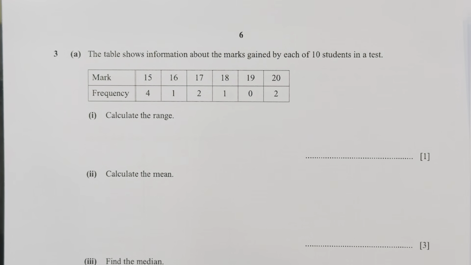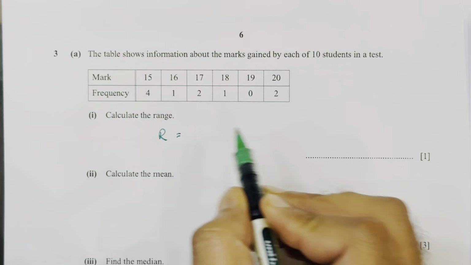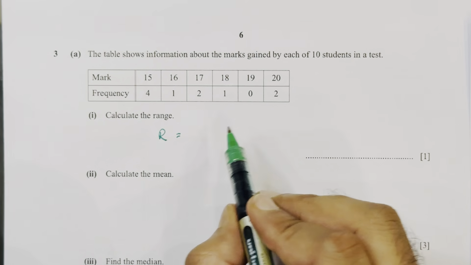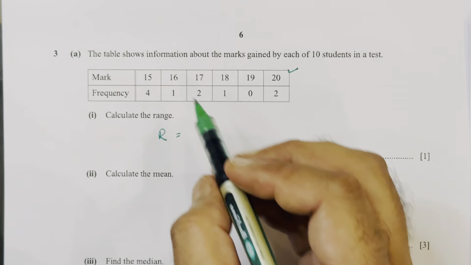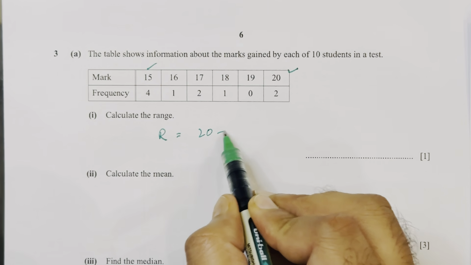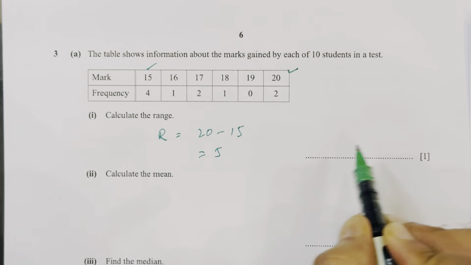The table shows the information about the marks gained by each of 10 students in a test. Calculate the range. We know that range is highest minus minimum, and the maximum value over here is 20 and the minimum value over here is 15. So 20 minus 15, we get the range, that is equal to 5.